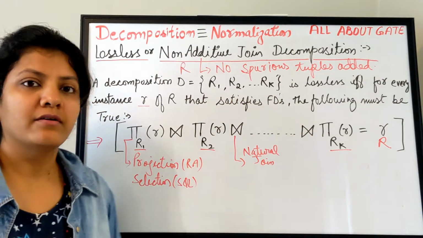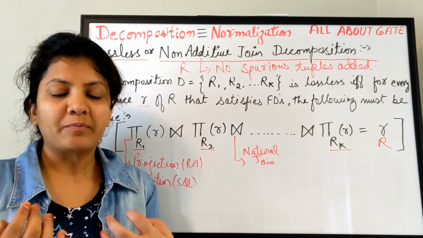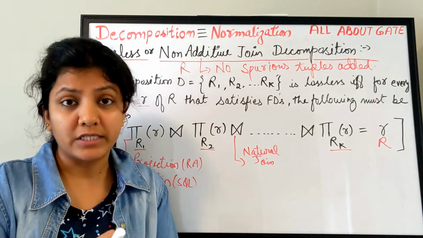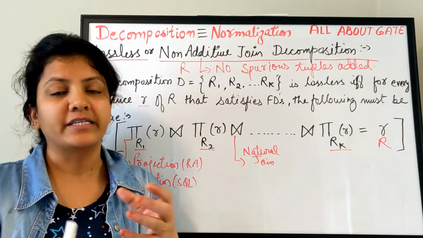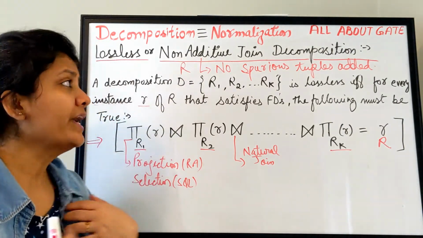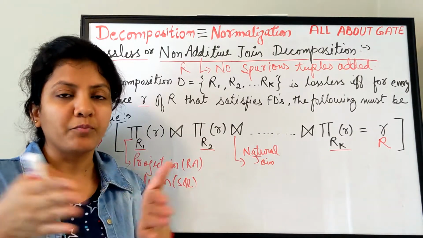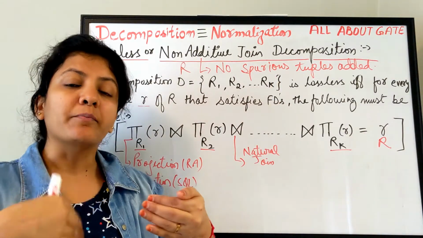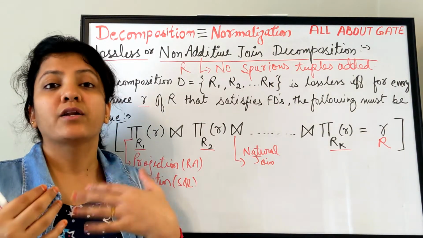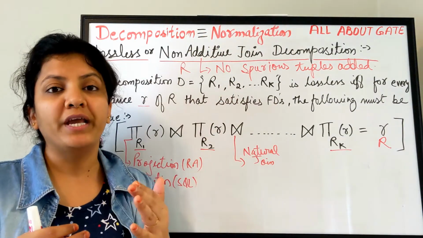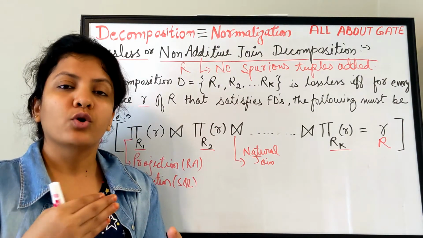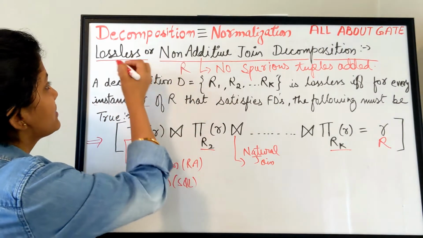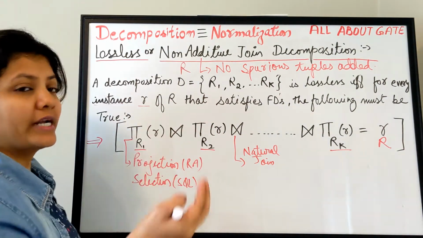Spurious simply means invalid or false. It is possible for such a tuple to get generated, but it is false in nature for that respective table. It shouldn't be there. Once you join the decomposed smaller tables to make the bigger parent table, no tuple should be newly added, and no tuple that was already present should be missing. Nothing as an addition, nothing as a deletion. That is exactly why it is called lossless or non-additive.